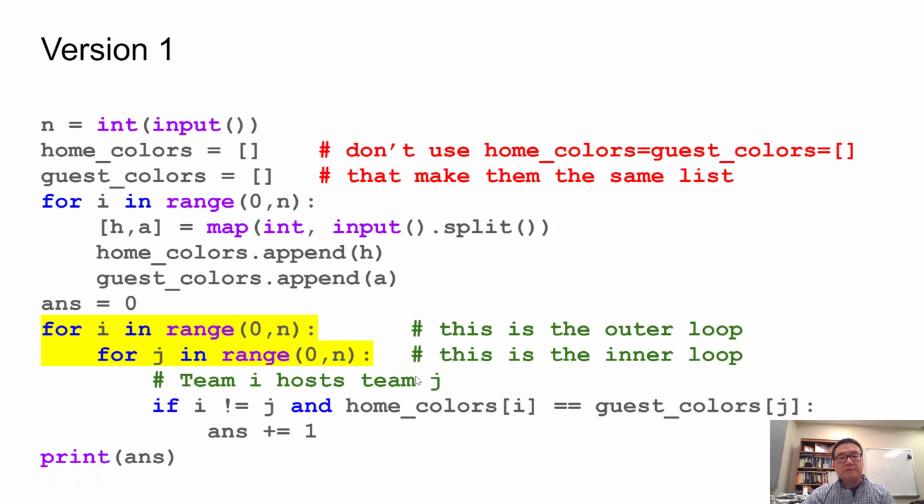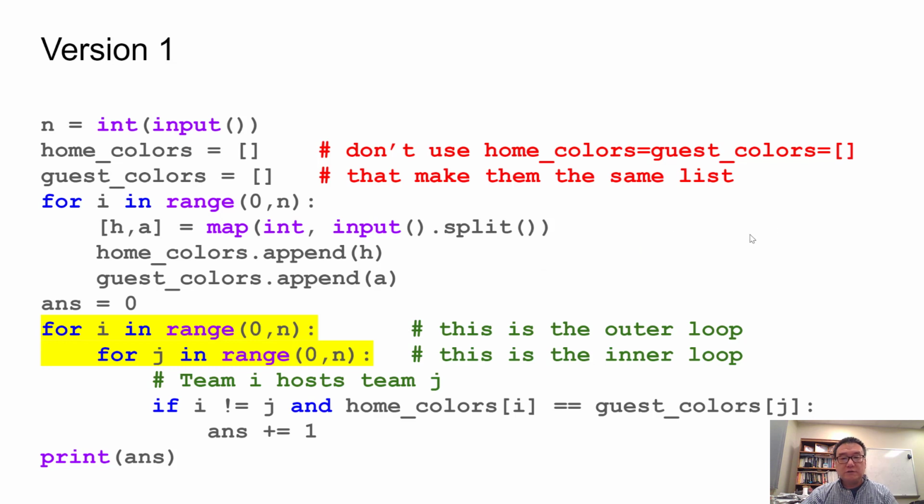What we have in mind is that we are considering Team i hosting Team j to play the game. That happens only when i and j are not the same. Then there's actually a game, and we check whether home color i equals guest color j. When that happens, that means team i must wear their guest uniform. So we add 1 to our answer. And after that, we just print it out.